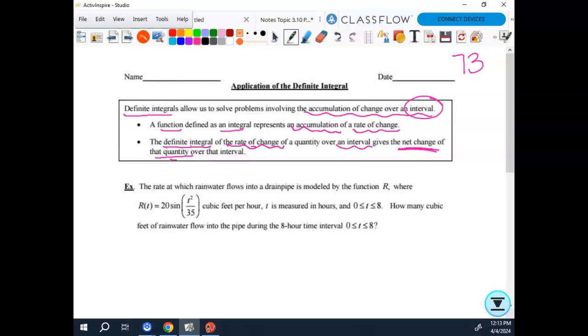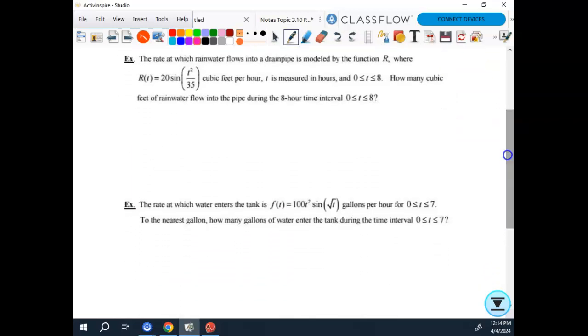So let's look at what this says for us. We have a rate at which rainwater flows into the drain pipe, modeled by the function r, in cubic feet per hour. So this is feet cubed per hour. t is measured in hours. How many cubic feet of rainwater flow into the pipe during the 8-hour time interval?